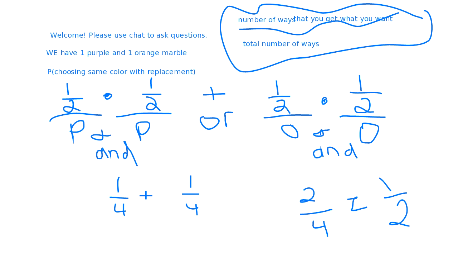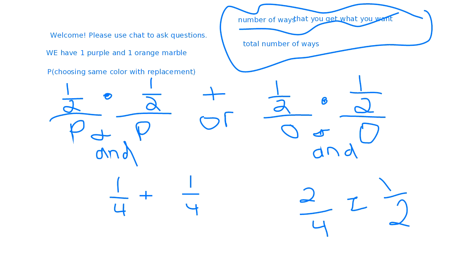Okay, the problem is we have 1 purple and 1 orange in a hat. You can't see what you pick, but every time you do probability, you always assume you get what you want. So we want the probability of choosing the same color with putting it back in after you pick one. So we're going to pick 2 times. I didn't say that, but we're picking 2 marbles. First time you get a purple and a purple to get the same color, or you could get an orange and an orange. So you have to figure that out.